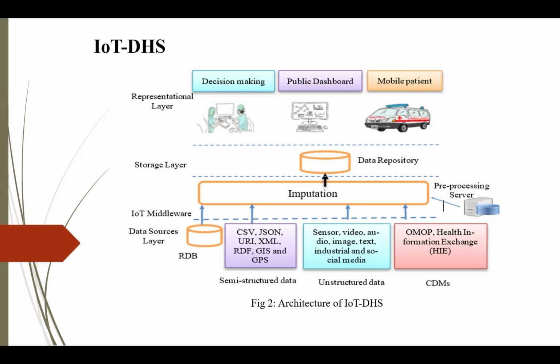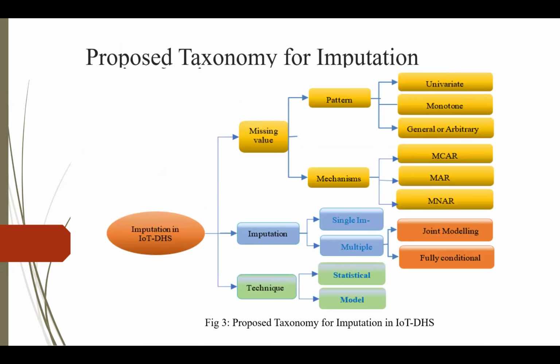Different, like it can be semi-structured, unstructured, and common data models. So these can contain missing values. So imputation can be performed at the IoT middleware. Based on the literature survey, we came up with the proposed taxonomy for imputation, based on the missing values.